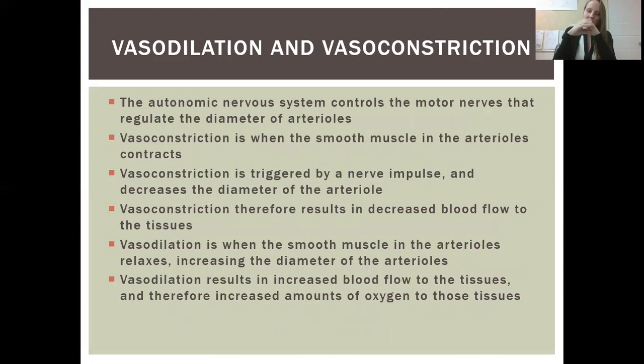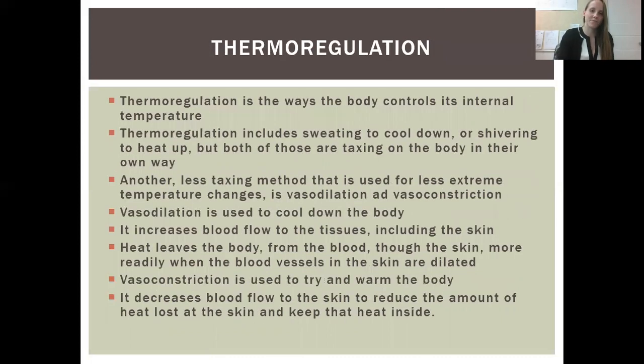So vasoconstriction, you're constricting the arteriole, it's getting tinier. Vasodilation, you're relaxing the arteriole, it's getting wider. When you have vasoconstriction in an area, you are decreasing the amount of blood flow to that area. When you have vasodilation, you're increasing the amount of blood flow to that area. And this is really important for thermoregulation.